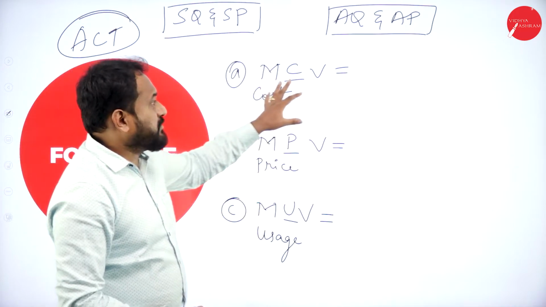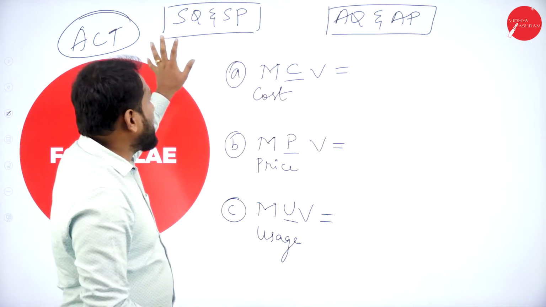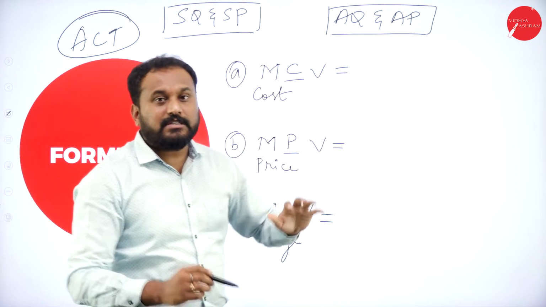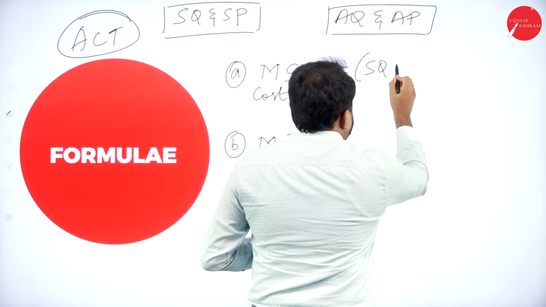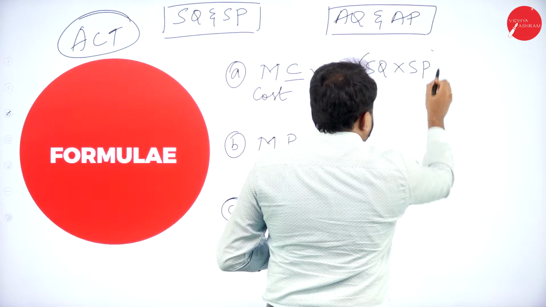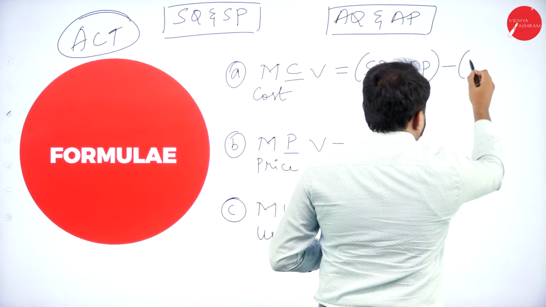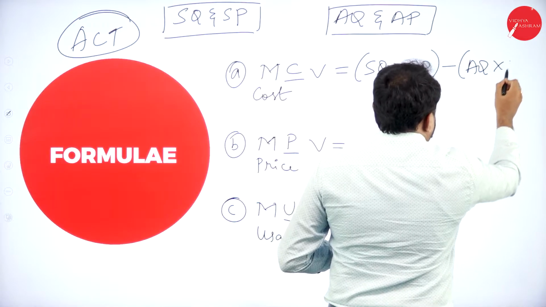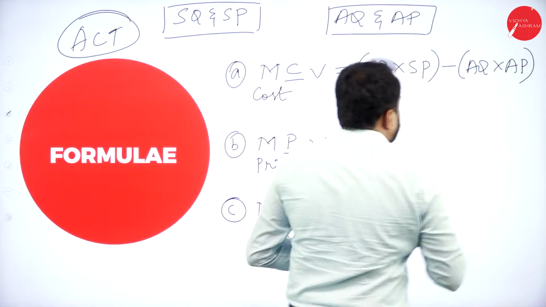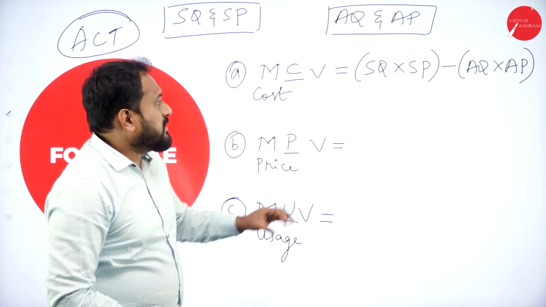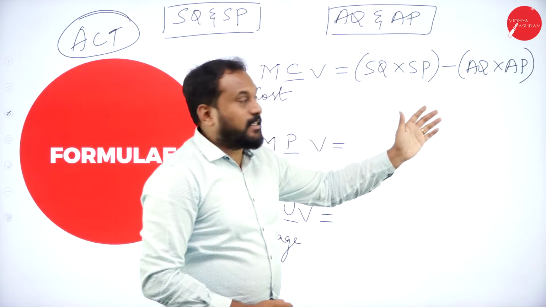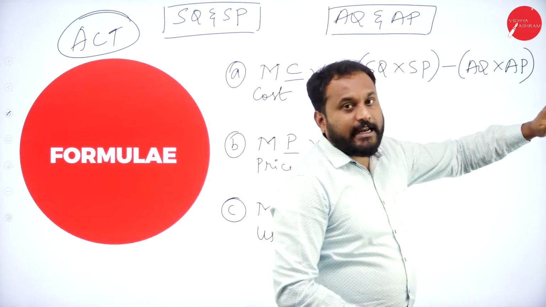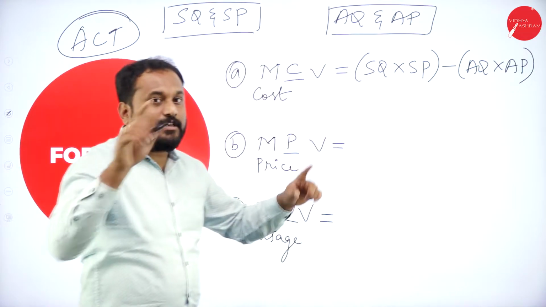The first one, MCV: you are supposed to group standard separate, actual separate, and compare. When you go with this, that is called SQ into SP. When you compare, it is all minus AQ into AP. This is what the first one is. The formula is standard quantity into standard price minus actual quantity into actual price.